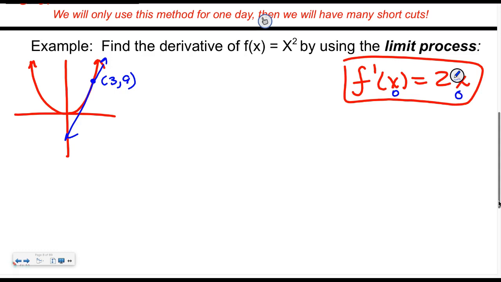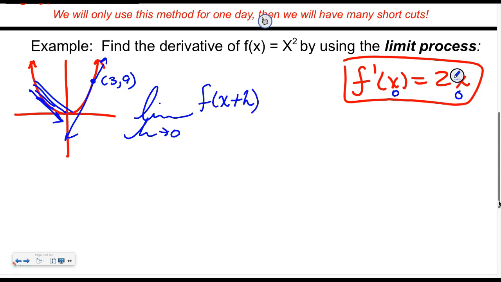All right, but we want to do it using the limit process. So what I'm going to be doing is taking any point on there and making a secant. Don't draw this on your notes. I'm going to take this secant line and get it closer and closer so it becomes the tangent line. Here's how I do that. I say it's the limit as h approaches 0 of y2, now known as f of x plus h, minus y1, now known as f of x, all over their difference, which is just h.